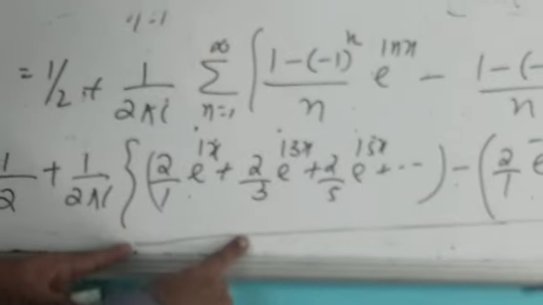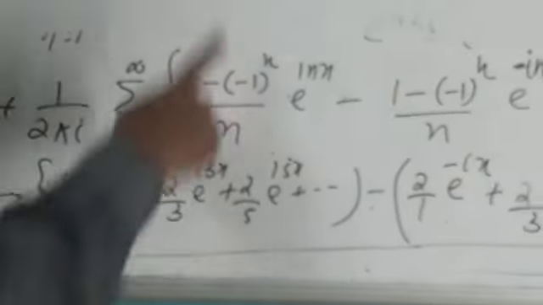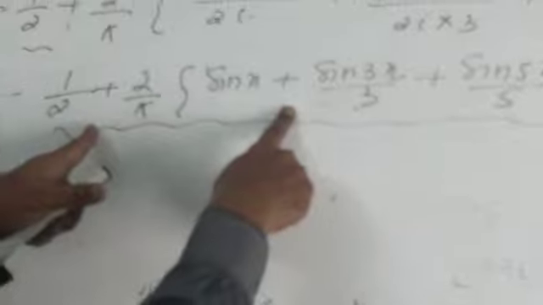Usual Fourier series means 1 by 2 plus 2 by pi into sin x plus sin 3x by 3 plus sin 5x by 5. That is the usual form of Fourier series. This is known as a complex form of Fourier series. And this is known as a usual form of Fourier series.